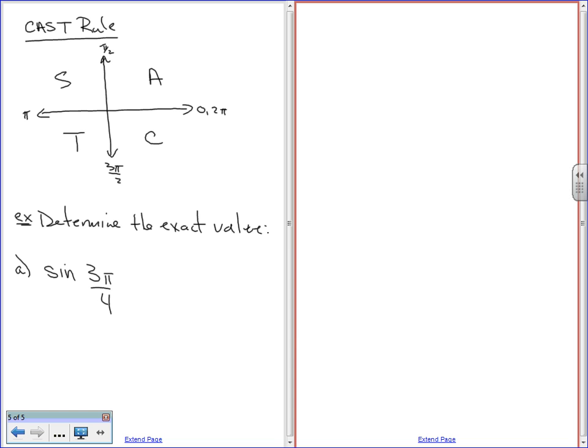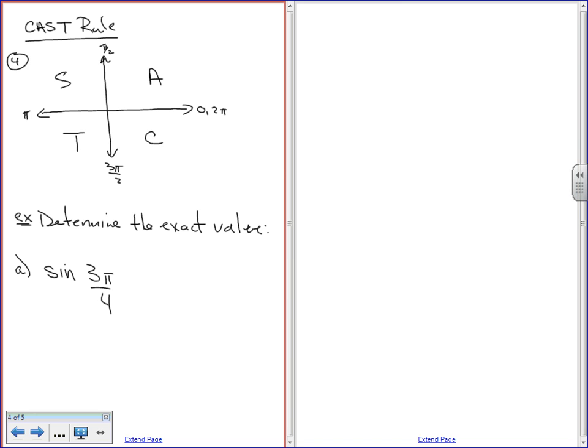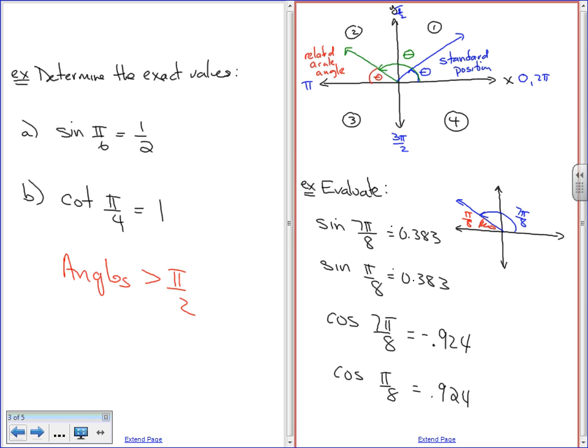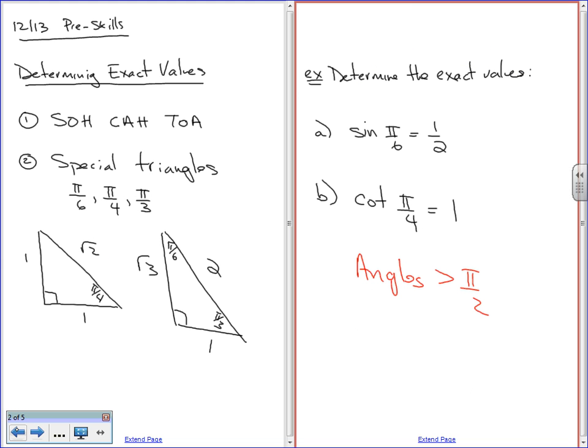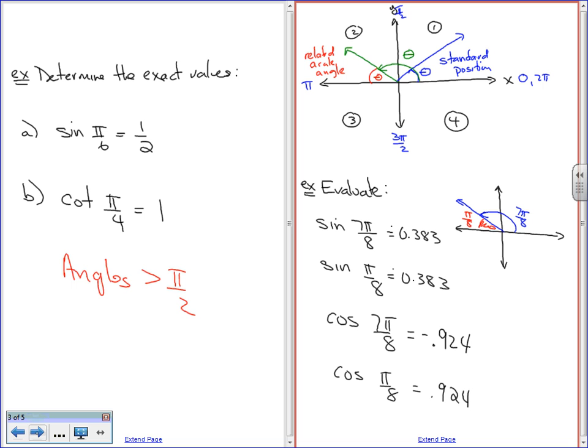You need 4 things to figure out the exact value. You need the CAST rule. You need your knowledge of related angles. I hope that's not going to be confusing, because I don't want that to be a thing. And then you need your SOHCAHTOA and your special triangles. Hopefully people know it's not part of the quadrant.